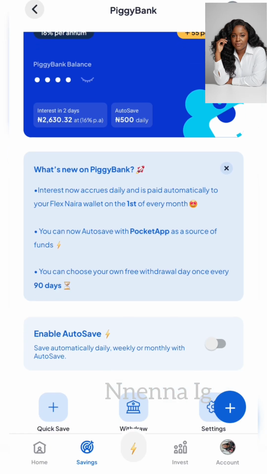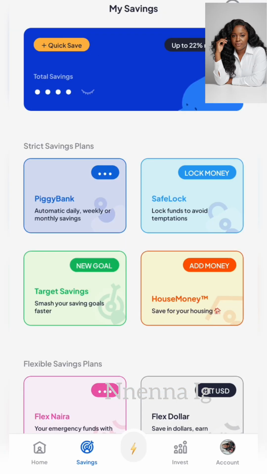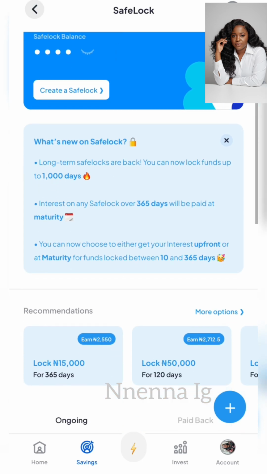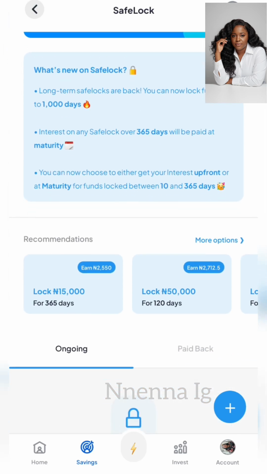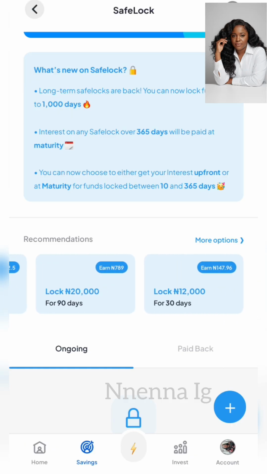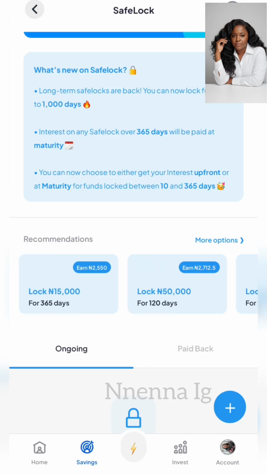Then next we have the Safe Lock. Here you lock your money for as long as you want: 10 to 30 days, 31 to 60 days, 61 to 90 days, and you can see how the interest keeps growing, and the max is 19 to 20%. So if you lock it, you cannot touch it. It is a very strict savings policy. So if you know you will not be able to wait until that time, don't lock your money, because you will not be allowed to touch it all through that period.